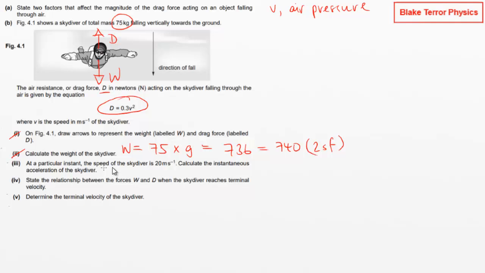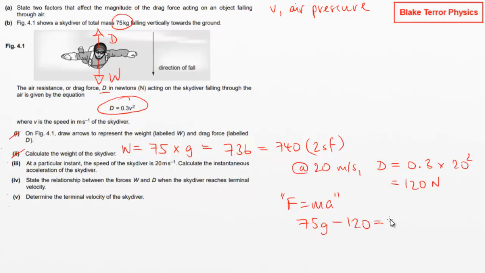What's next? At a particular instant, the speed of the skydiver is 20 meters per second. Calculate the instantaneous acceleration of the skydiver. So at 20 meters per second, D is going to be equal to 0.3 times 20 squared. So that's 400 times 0.3, 40 times 3 is 120 newtons. So when we do our Newton's second law on this, we're going to have 75g minus 120 is equal to 75 times a. You'll note here I've gone back to 75g rather than taking the 740 from there, because otherwise we're just pushing rounding all the way through. We don't want to over round these things. So 75 times 9.81 minus 120, divided by 75, gives us 8.21.